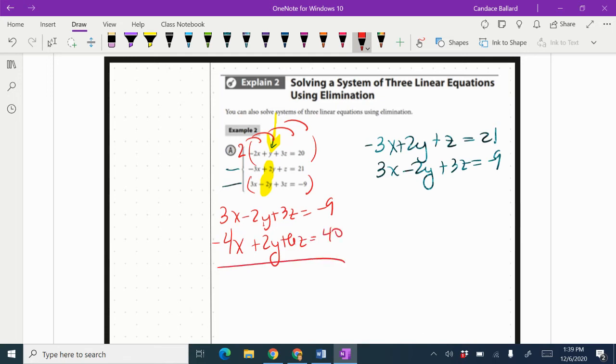All right, so I'm going to start adding them up just like we would with elimination with two variables. So 3x minus 4x is negative x. The y's cancel like we set them up. I'm not going to write it down. 3z plus 6z is 9z. A negative 9 and positive 40 would be 31.